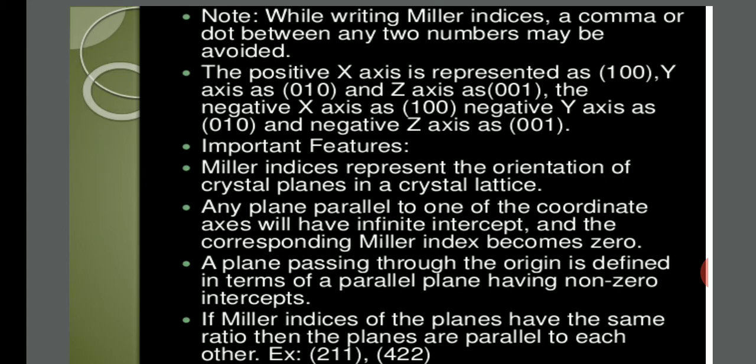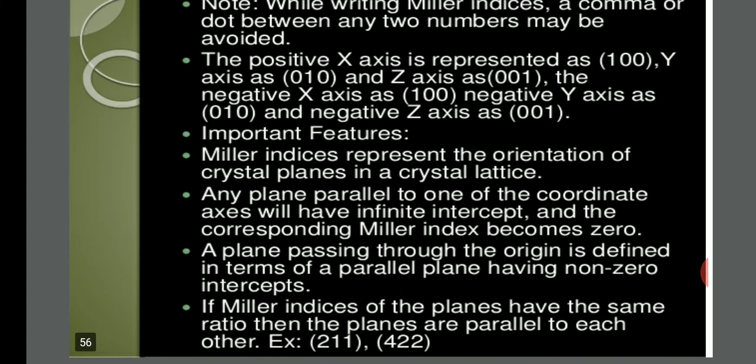Important features: Miller indices represent the orientation of a crystal plane in a crystal lattice. Any plane parallel to one of the coordinate axes will have infinite intercept, and the corresponding Miller index becomes 0. A plane passing through the origin is defined in terms of a parallel plane having non-zero intercepts. If the Miller indices of planes have the same ratio, then the planes are parallel to each other. Example: (211) and (422).